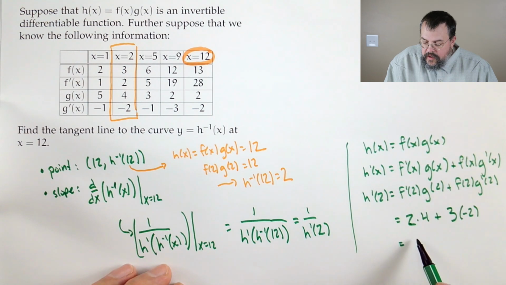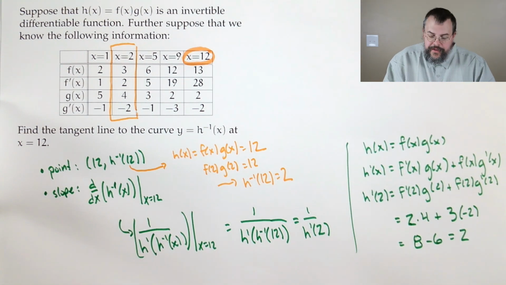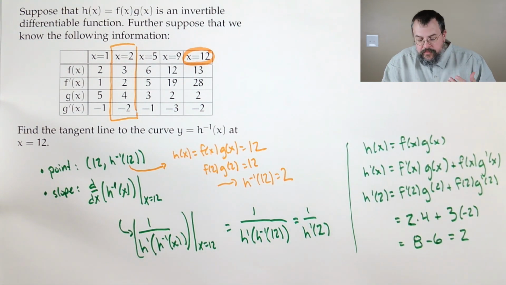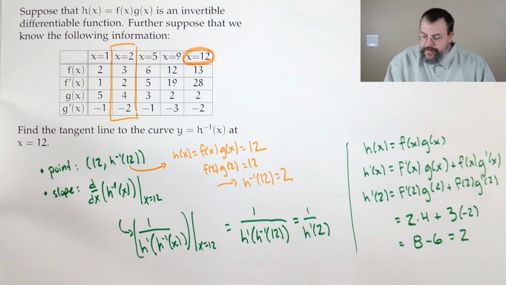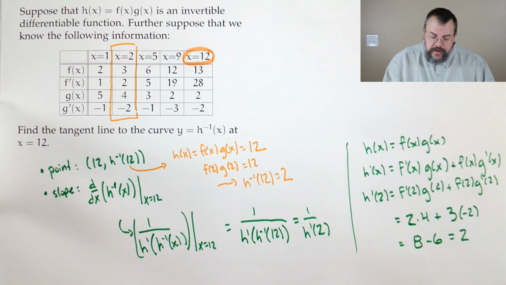So we get 8 minus 6, which is 2. Now, of course, that 2 is different from that 2, but sometimes it happens that we get the same numbers. There's only so many numbers, so oftentimes numbers show up in multiple cases. That's perfectly fine.